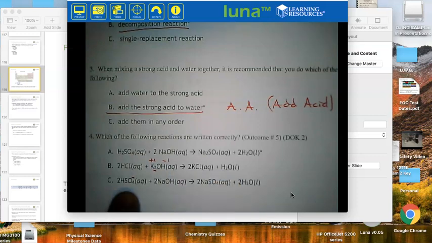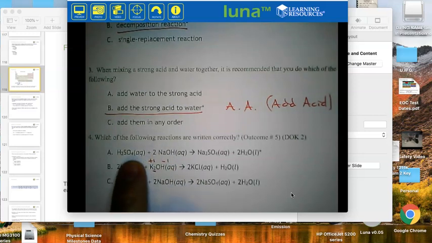And then C is not correct because, again, a balancing charges problem here. So sulfate has a -2 charge. Hydrogen has a +1 charge. So the overall charge here, this should be an ion with a -1 charge. Of course, it's not listed as that. And so that's the problem with this chemical reaction.